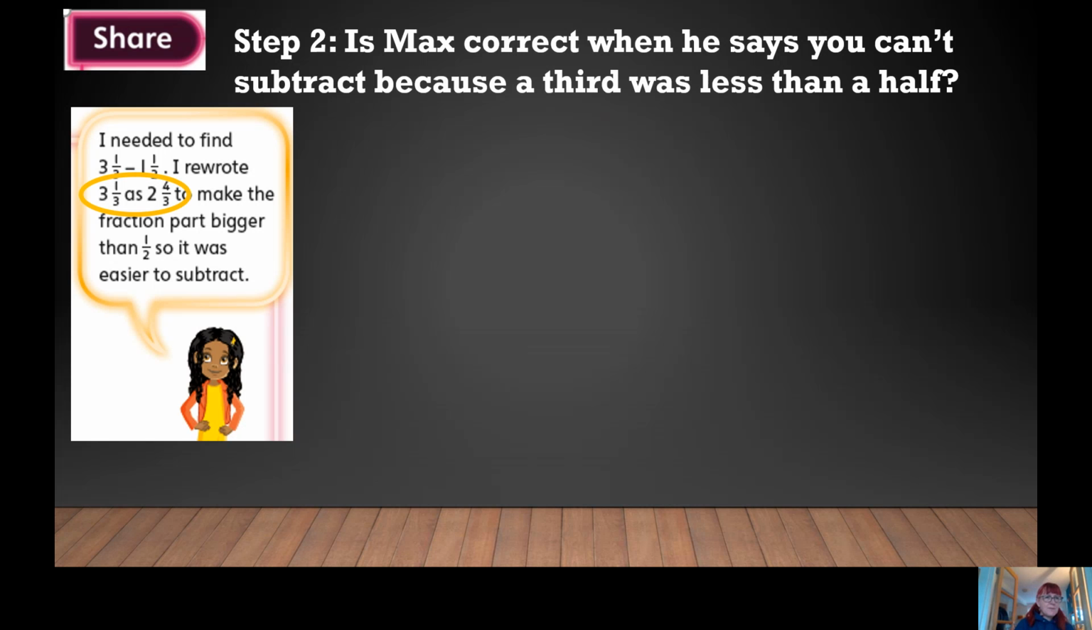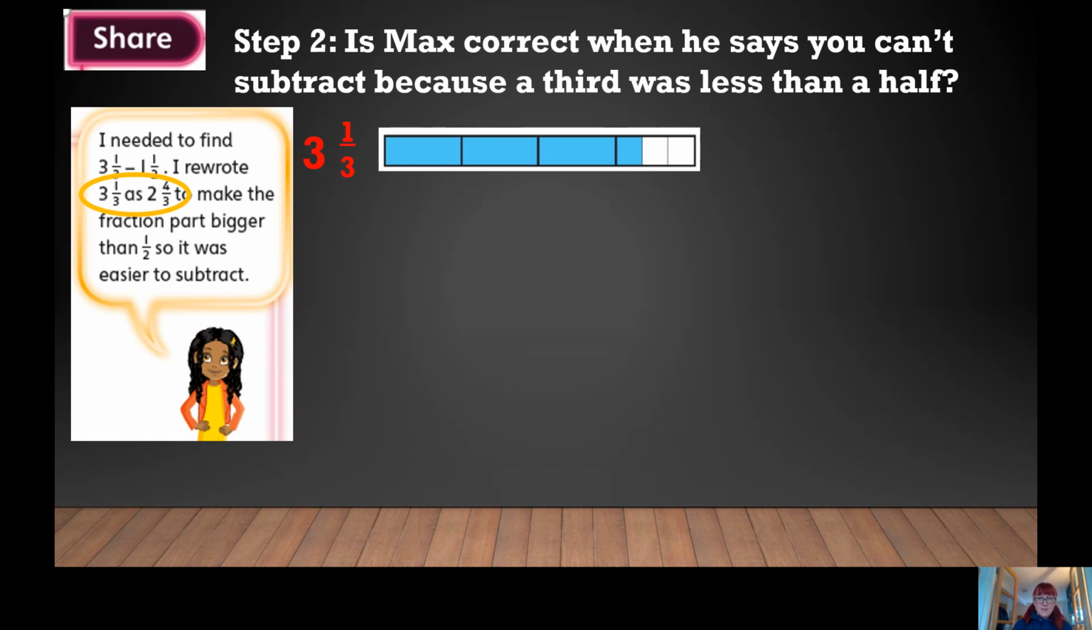Here we go. 3 1/3 as 2 4/3. Here's our original fraction, 3 wholes and 1/3 of a whole, 3 1/3. If we represent it on our bar diagram, we can see we have 1 whole, 2 wholes, 3 wholes, and there's our third. There's our 3, our integer, and there is our third, our fraction of a whole, 1 out of a possible 3. Yeah, I like that. What she's saying is that is equivalent to 2 4/3, 2 whole integers, and then 4 out of 3. So that means that's an improper fraction.